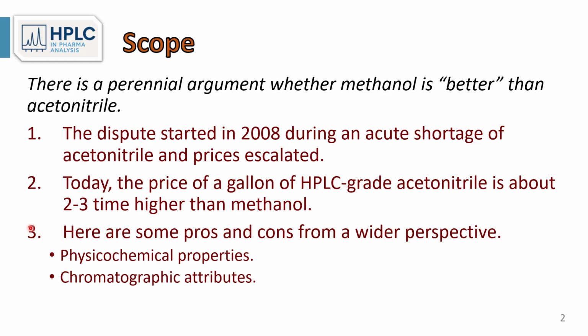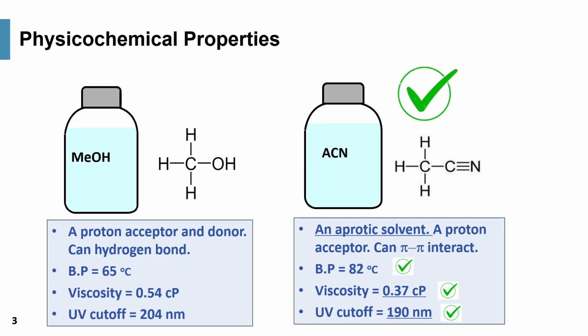Here in this episode, there are some pros and cons from a wider perspective, from the physicochemical properties of both solvents and also the chromatographic attributes. A summary of physicochemical property: a methanol with a structure and acetonitrile with a structure.